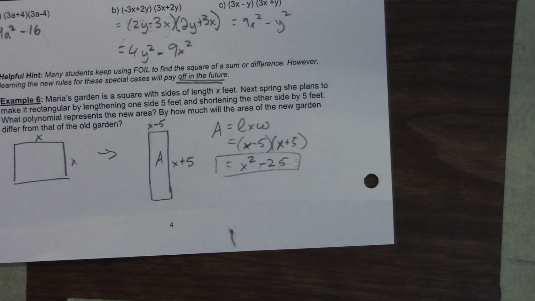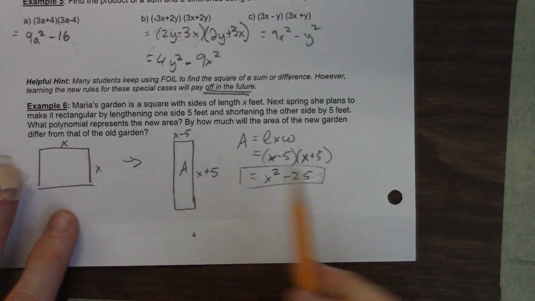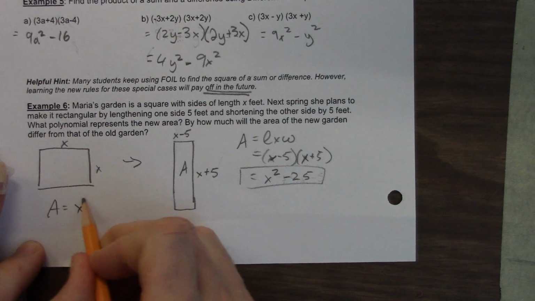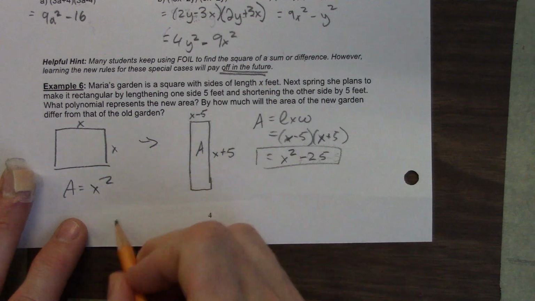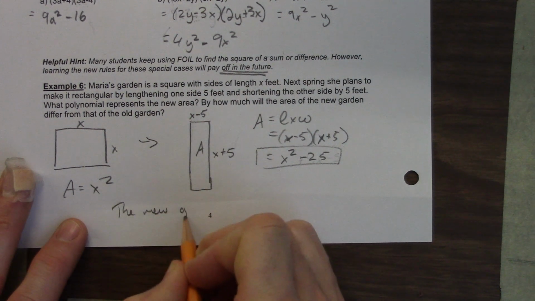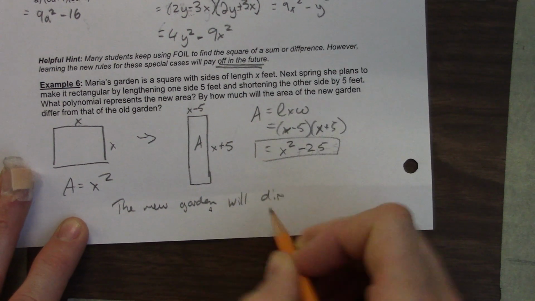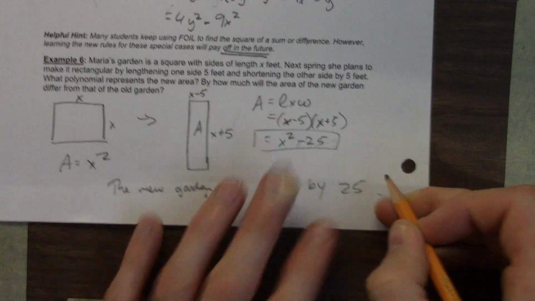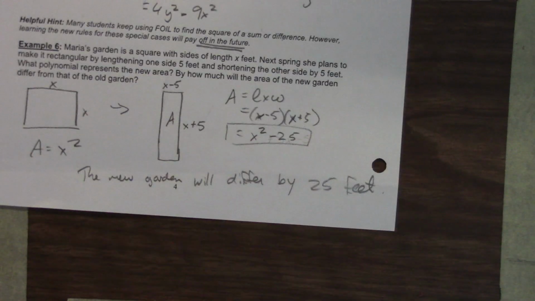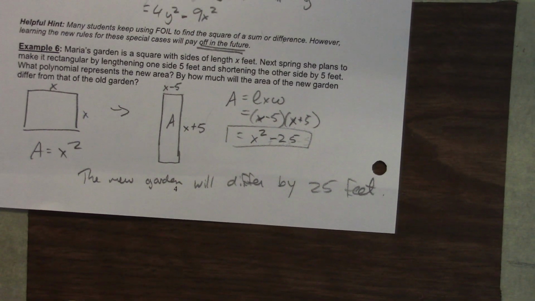What polynomial represents the area? By how much will the area of the new garden differ from that of the old garden? So how much will it differ? So here's my old area, x squared. Here's my new area, x squared minus 25. So the new garden will differ by 25 feet. Okay? More questions? That's it.